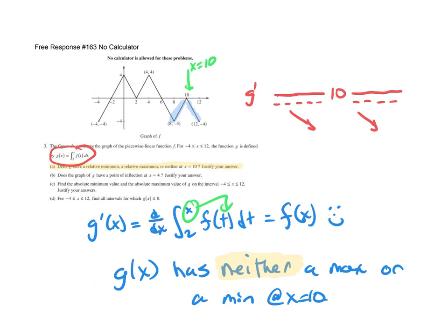Okay, we checked letter A off the list. Let's actually ceremoniously do that. And now let's move on and we'll take a look at letter B on the next slide. So I've got a clean slate again. I'm going to highlight letter B here. Does the graph of g have an inflection point at x equals 4?